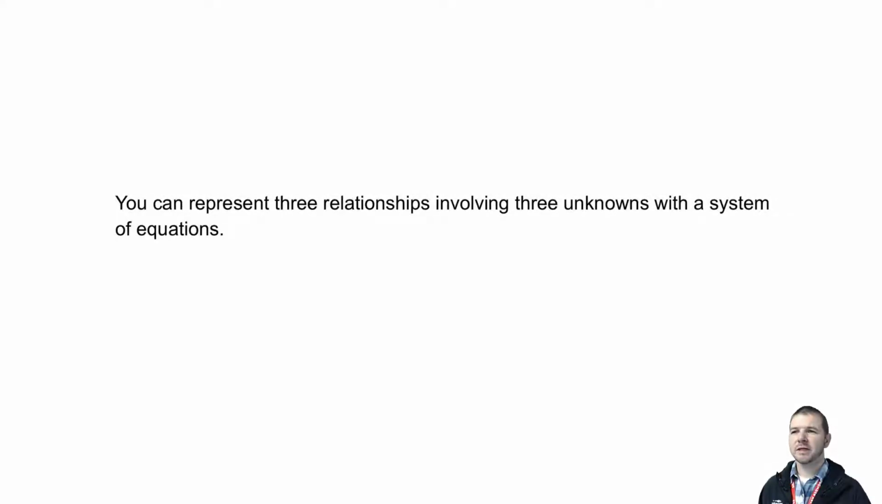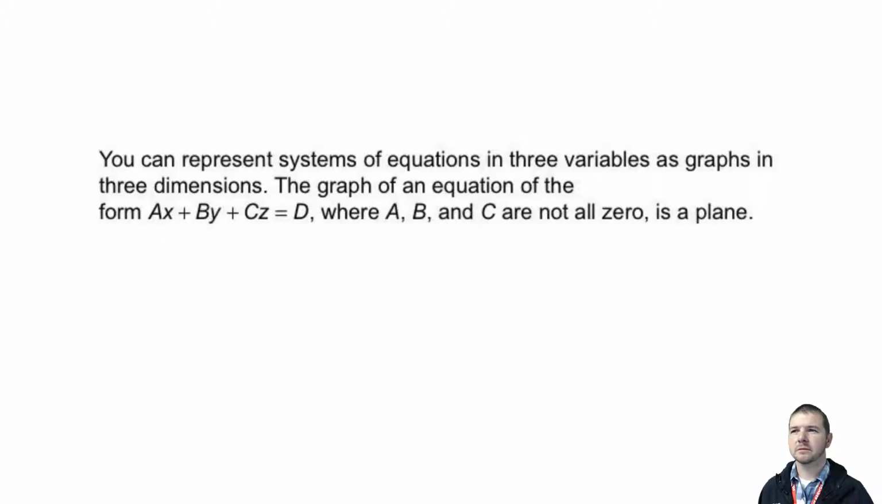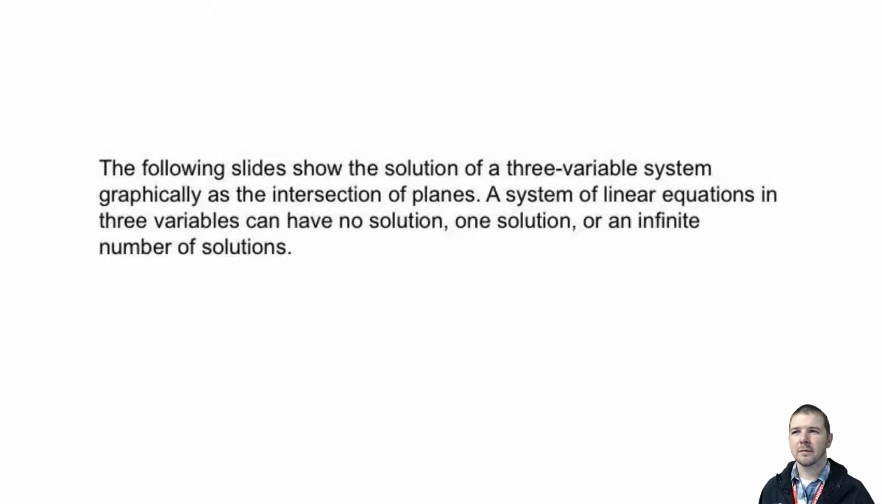You can represent three relationships involving three unknowns with a system of equations. You can represent systems of equations in three variables as graphs in three dimensions. The graph of an equation of the form ax plus by plus cz equals d, where a, b, and c are all non-zero, is a plane. The following slides show the solution of a three-variable system graphically as the intersection of planes.